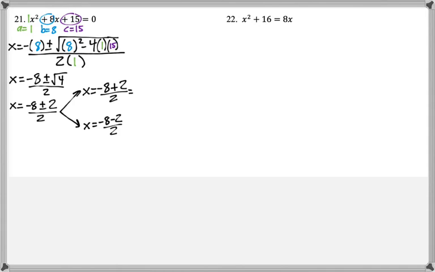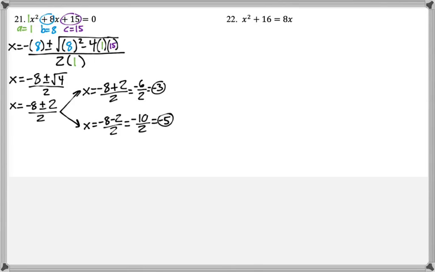So this is negative 6 over 2, which is negative 3. And this is negative 10 over 2, which is negative 5. So my two answers are negative 3 and negative 5.